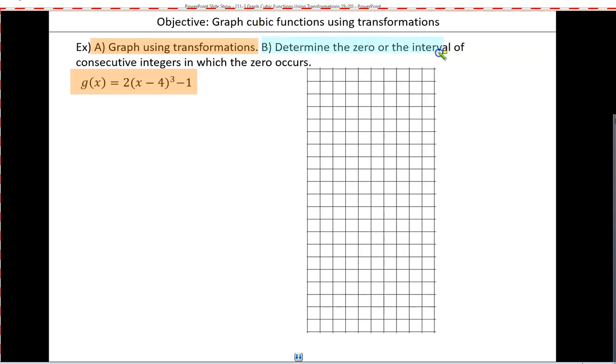We have to determine what the 0 is of this function, or if we can't say exactly what the 0 is, like if it's between two integer values, then we'll say what interval the 0 is in. Like, is the 0 between 2 and 3? Is the 0 between -3 and -2? If we can't say exactly what it is, we'll say what it's between. And that's what it means by consecutive integers, integers that are in order to one another. All right, so we want to start by identifying our transformations.